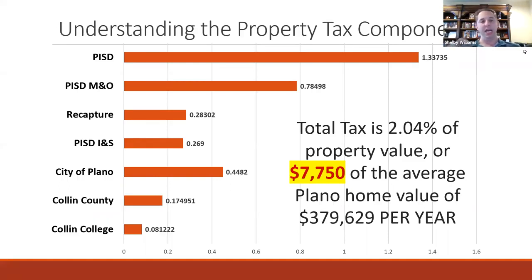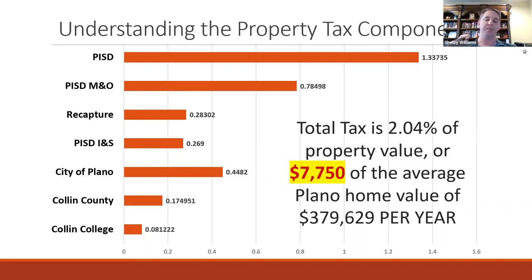Now the PISD M&O portion, that stands for maintenance and operations. That just means regular day-to-day operations of the school district, salaries, etc. That accounts for just a little over 2/3 of the entire school district tax bill. Recapture, otherwise known as Robin Hood, accounts for almost 1/3. And Matt will go into that later and explain how that works.